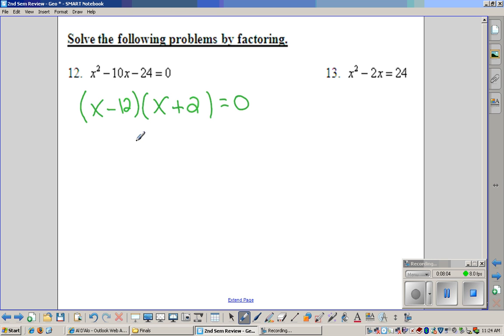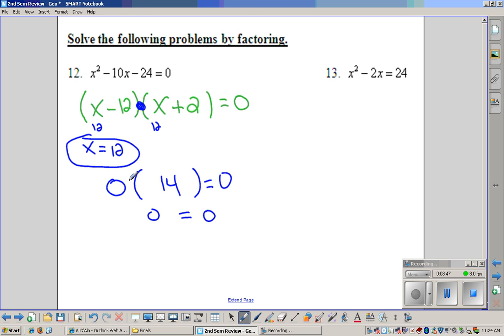Now, the zero product property says that for any two numbers multiplied together, if you have a times b and you want it to equal 0, one of them has to be 0, either a or b, right? So we're going to capitalize on that idea. There's multiplication right here. So what number, when multiplied times this other, will give us 0? If x were 12, that'd be 12 minus 12, that'd be 0 times, if 12 is put here, it'd be 14. And 0 times 14 is 0. So if x were equal to 12, that would be a good solution.